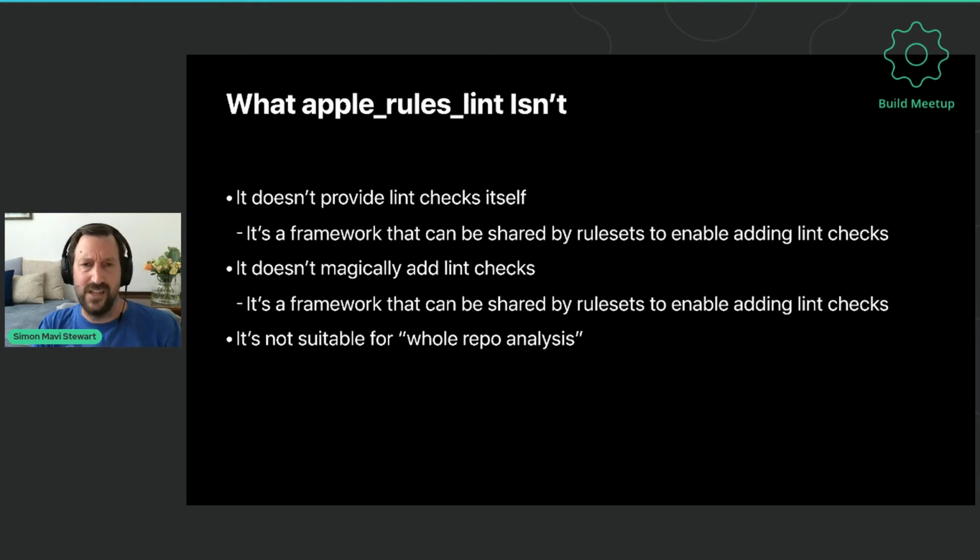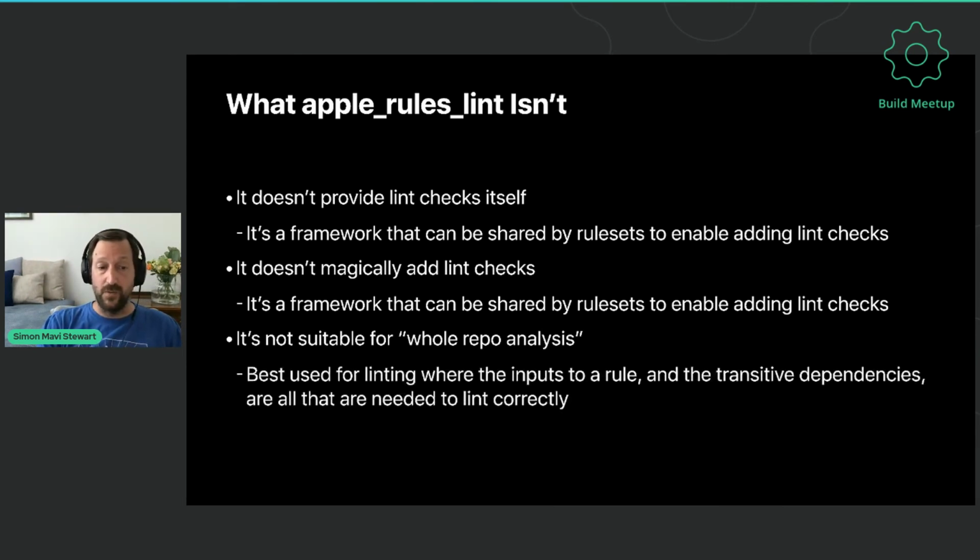And it's really not suitable for whole repo analysis, which is something that I've noticed some people really like to do. It's best used for linting when the inputs are the inputs to the rule and the transitive dependencies of that rule, and that's all that's needed to lint correctly. And finally, probably most disappointingly, it won't rewrite code. That is, if a lint test fails, it doesn't necessarily rewrite that thing.